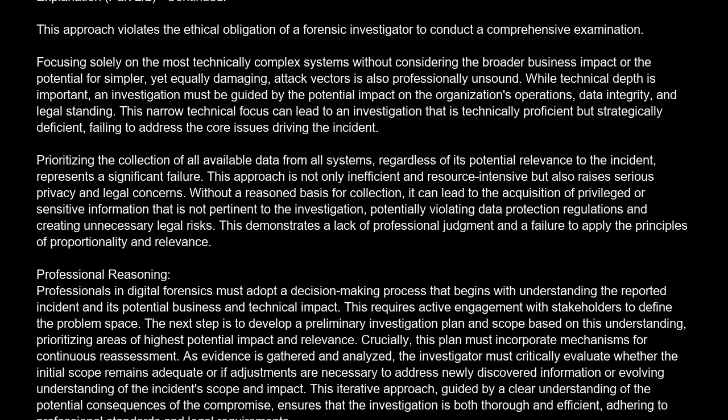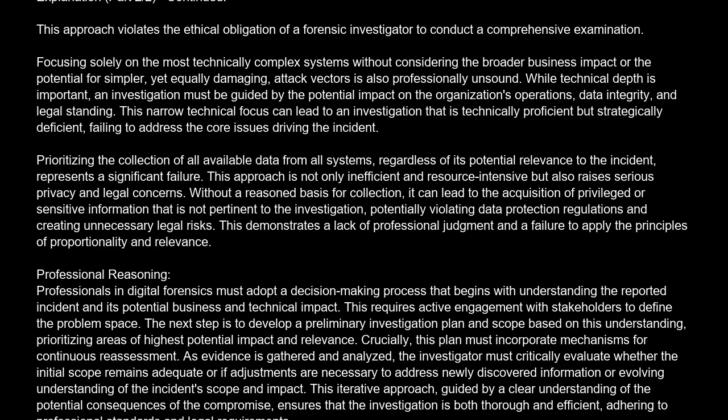Prioritizing the collection of all available data from all systems, regardless of its potential relevance to the incident, represents a significant failure. This approach is not only inefficient and resource-intensive, but also raises serious privacy and legal concerns. Without a reasoned basis for collection, it can lead to the acquisition of privileged or sensitive information that is not pertinent to the investigation, potentially violating data protection regulations and creating unnecessary legal risks. This demonstrates a lack of professional judgment and a failure to apply the principles of proportionality and relevance.